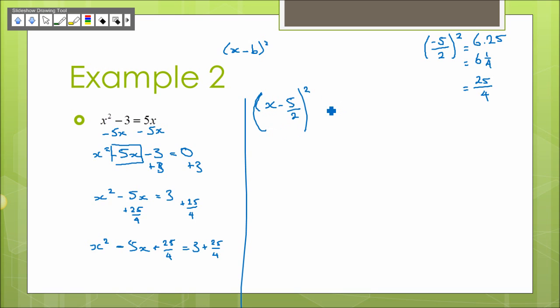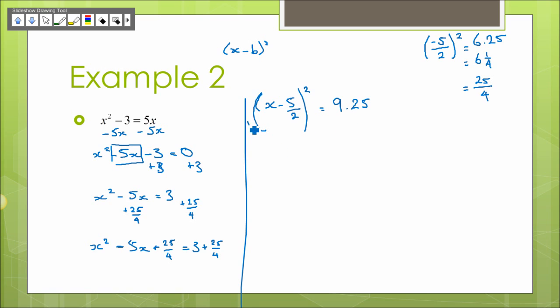Make these brackets a bit bigger. And that's going to equal 3 plus 25 over 4, which equals 9.25, or 37 over 4. Okay, and now we solve it like we did in example 1.